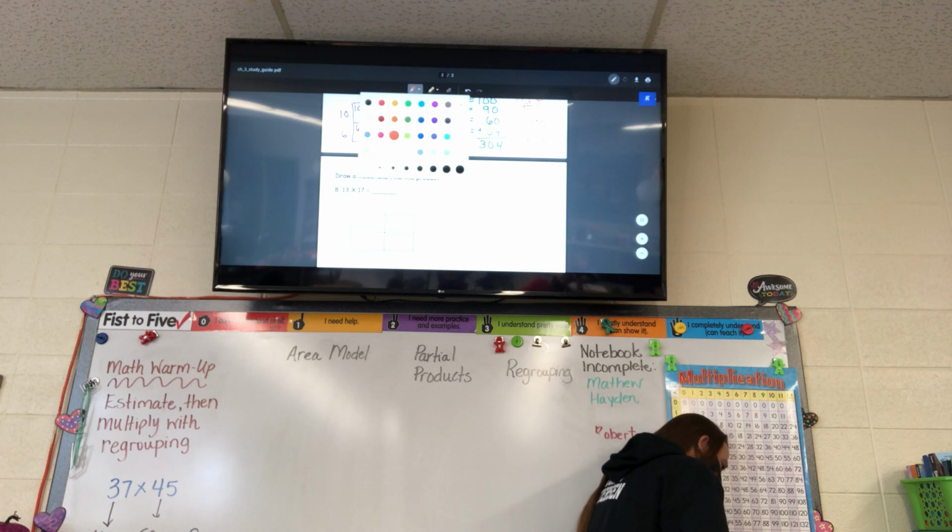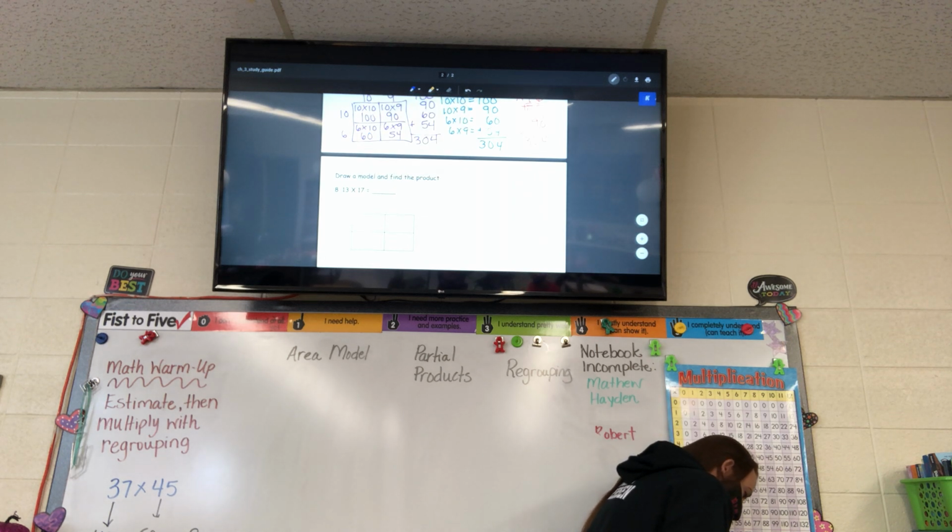So we have 13 is 10 and 3, 17 is 10 and 7. This box does 10 times 10. This one is 10 times 7. This one is 3 times 10, and then 3 times 7. 10 times 10 is 100. 10 times 7 is 70. 3 times 10 is 30, and 3 times 7, 21. Then you stack up those 4 partial products.